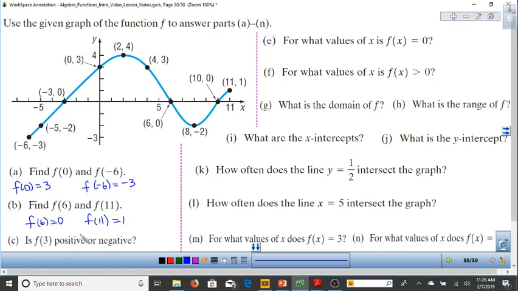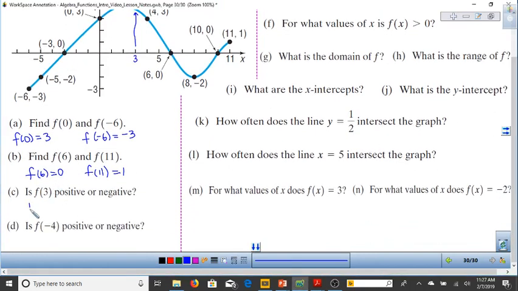Is f of 3 positive or negative? So when we look for 3 on the x-axis, we realize that the corresponding y value is above the x-axis, a positive y value. So this is the 3, and you see that we don't know what the value is, but we know that it's a positive number. So f of 3 is a positive number because the corresponding y value is above the x-axis. The graph is above the x-axis.